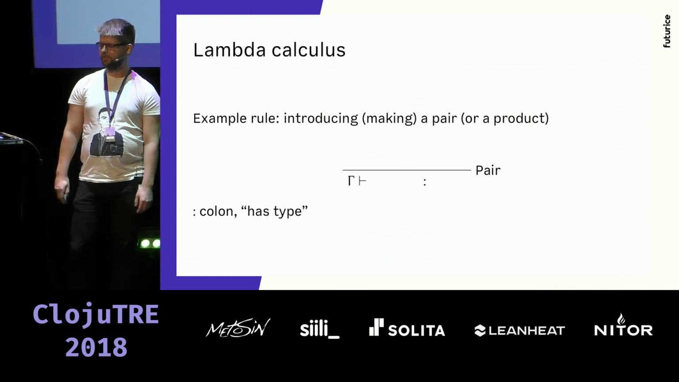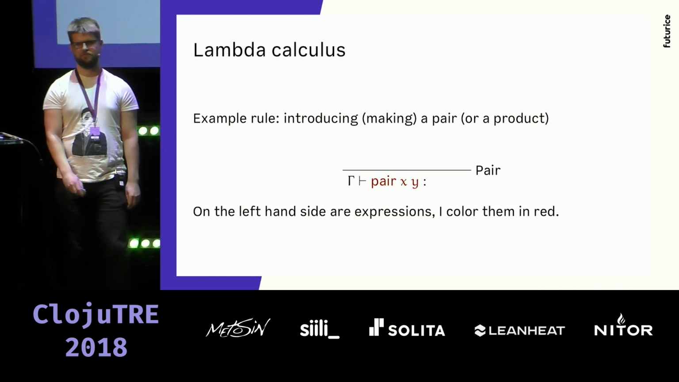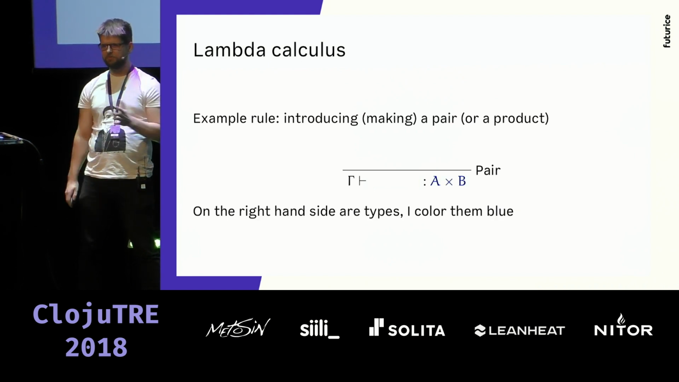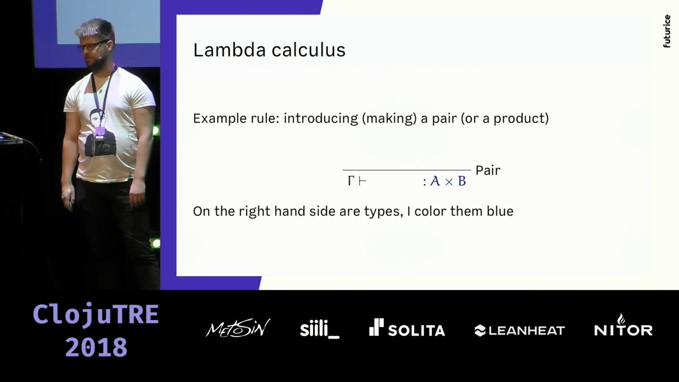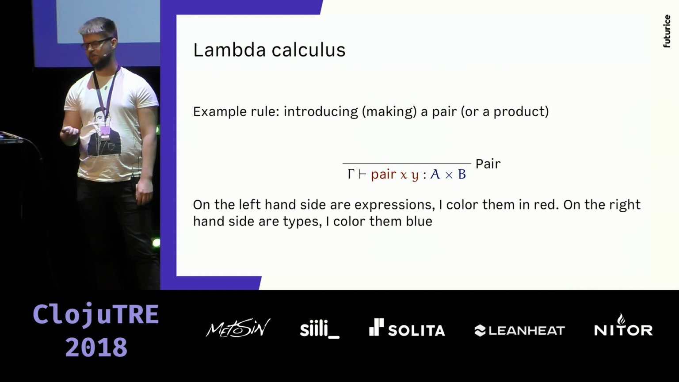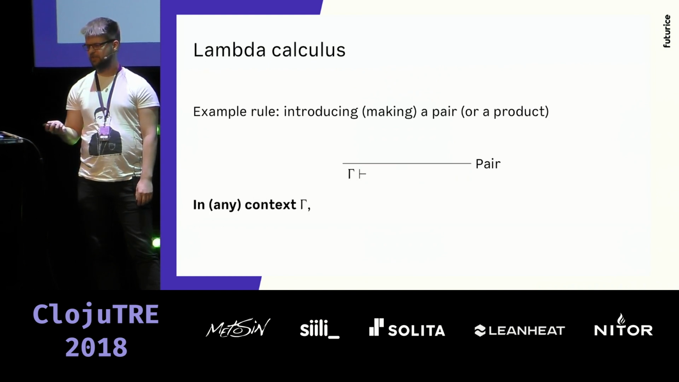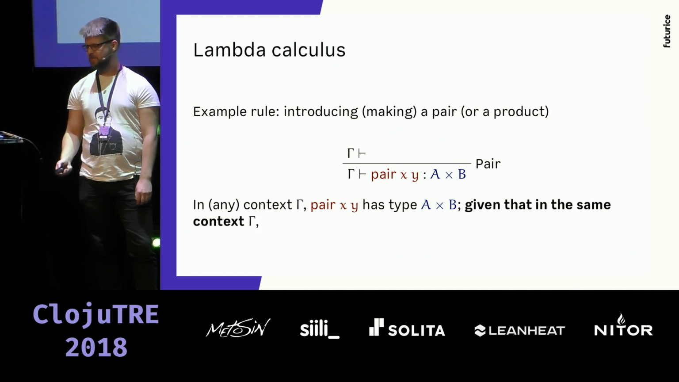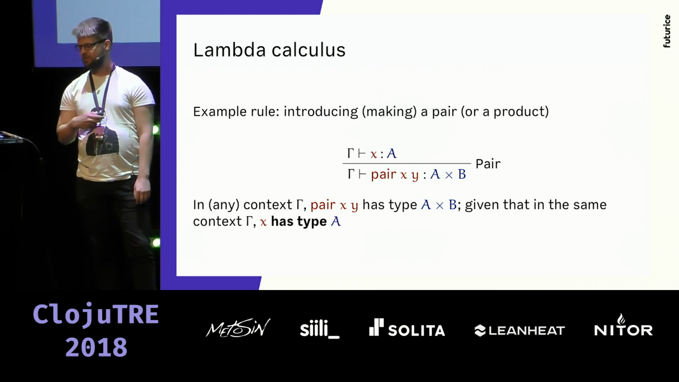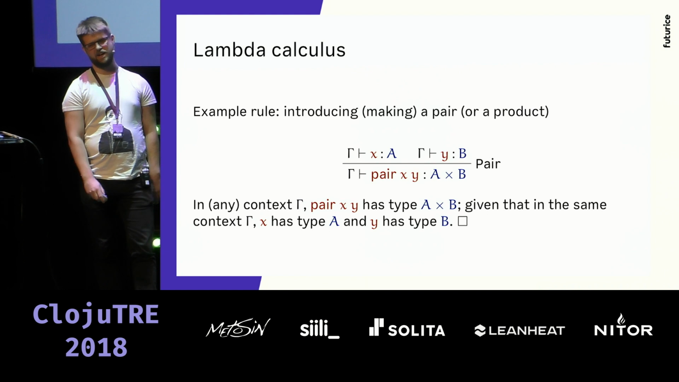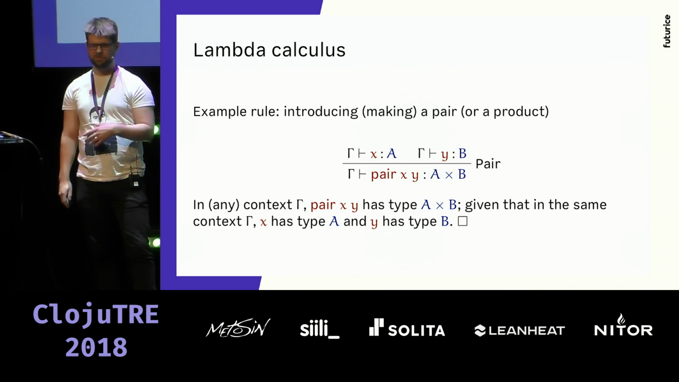And then there's a colon. It's "is type of". So on the left of the colon, we have an expression, in this case pair x y, and on the right, we have types. And I use different colors so you can follow which namespace things are in. And you can read those rules out loud. So in any context gamma, pair x y has a type a times b, given that in the same context gamma, x has type a, and in the same context y has type b. And that's it. That's why people who do this like the notation and don't write it out, because it's a mouthful.